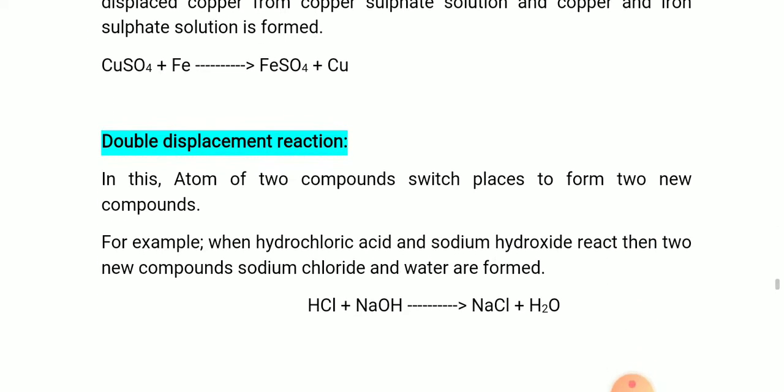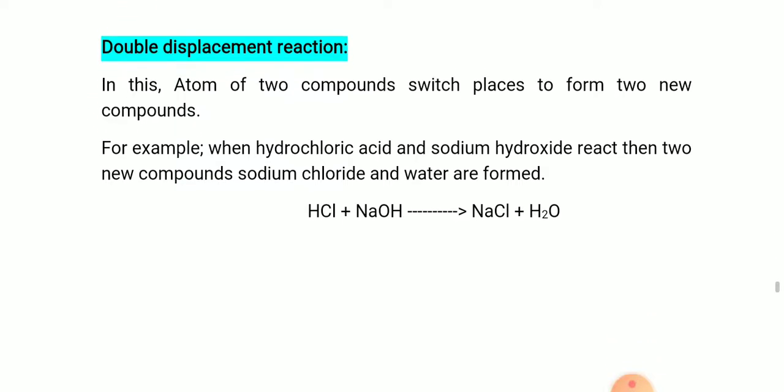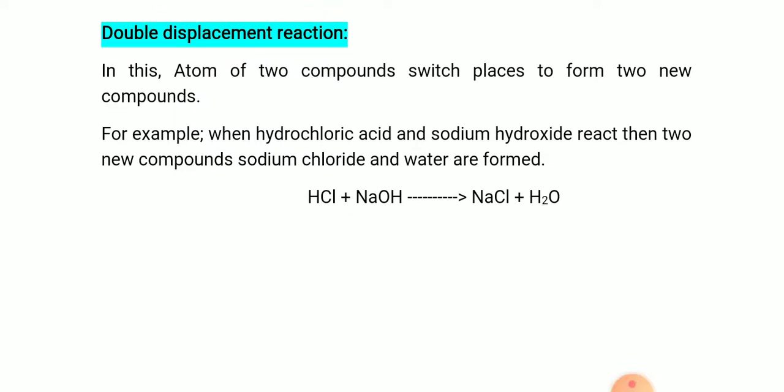Now, the last one is double displacement reaction. In this reaction, atoms of two compounds switch places to form two new products. That is, mutual sharing or exchange of ions, mutual exchange of ions.